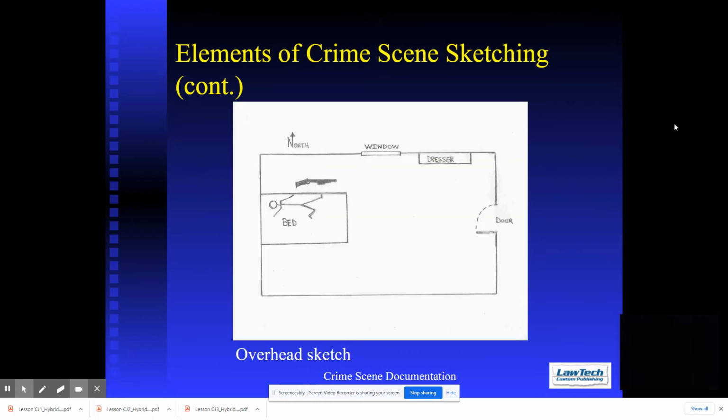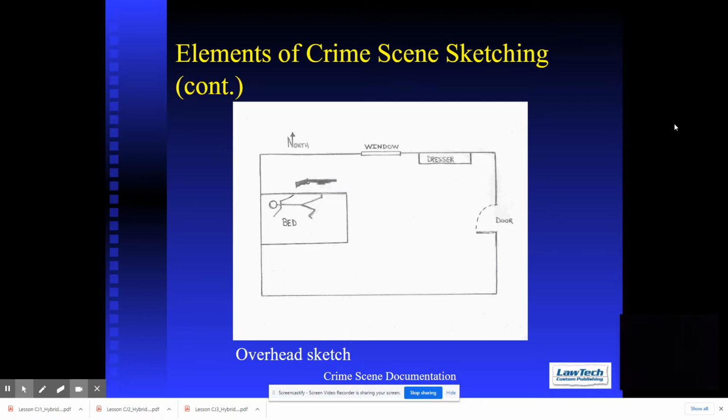So in this one, you can tell it's a nice, clean sketch. Very, very easy to tell things like where the door is, where the bed is, where the dresser and the window are. Notice the window is just a thin rectangle inserted in the wall. And we've got our north indicator.